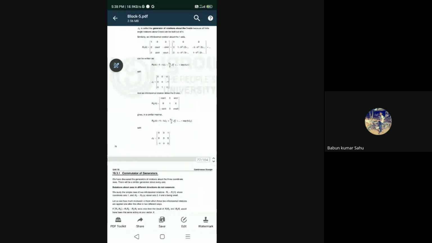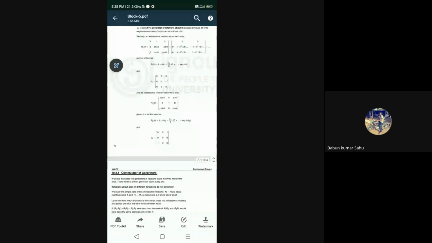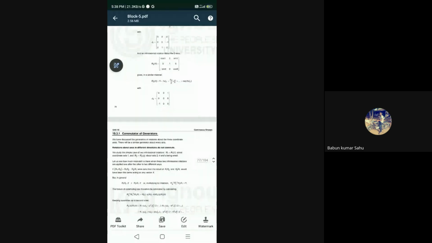And an infinitesimal rotation about the 2 axis will be R2 of theta, equal to, in matrix form, cos theta, 0, sin theta; 0, 1, 0; minus sin theta, 0, cos theta. And in a similar manner, you can have your J2 equal to 0, 0, 1; 0, 0, 0; minus 1, 0, 0. And your R2 of theta is equal to exponential theta J2.